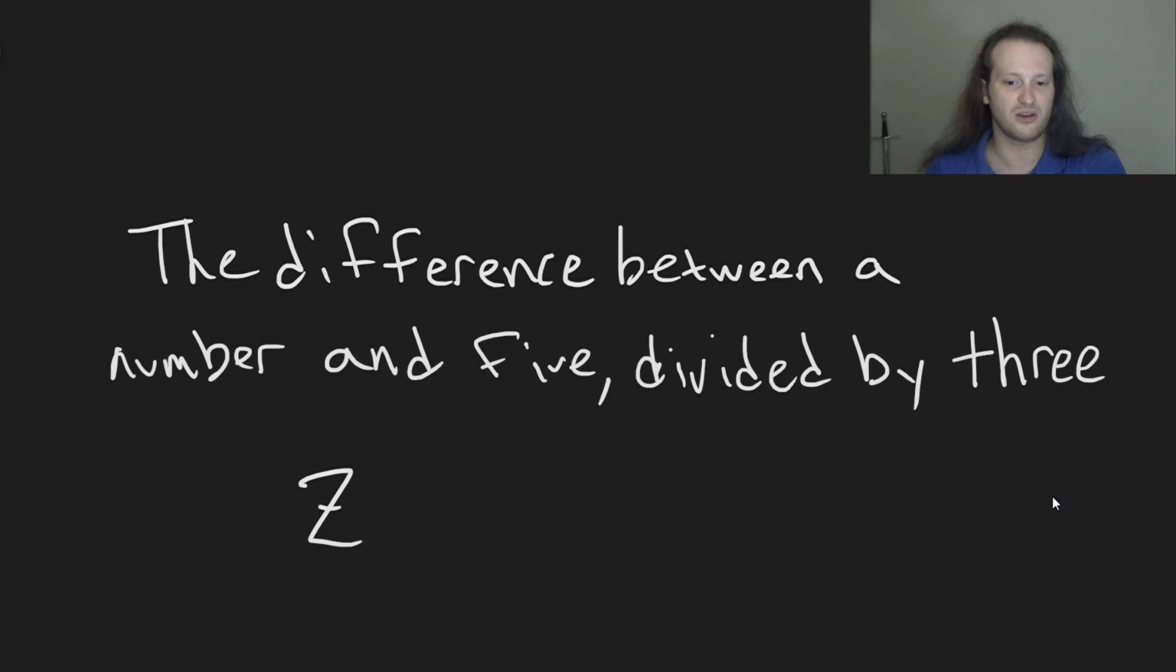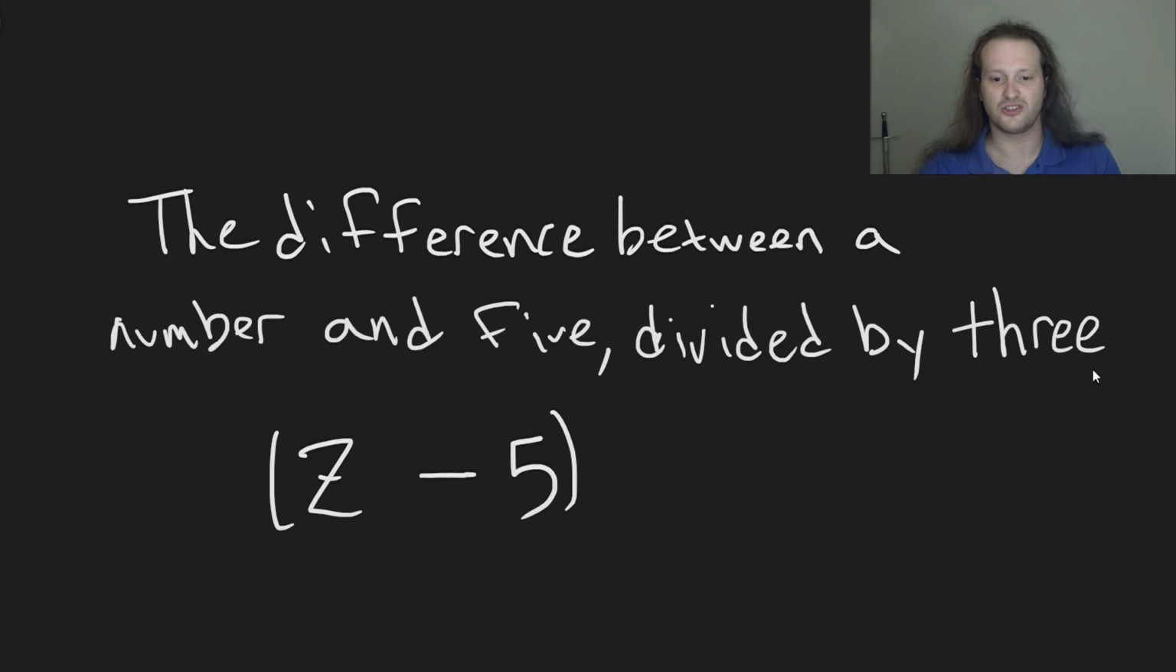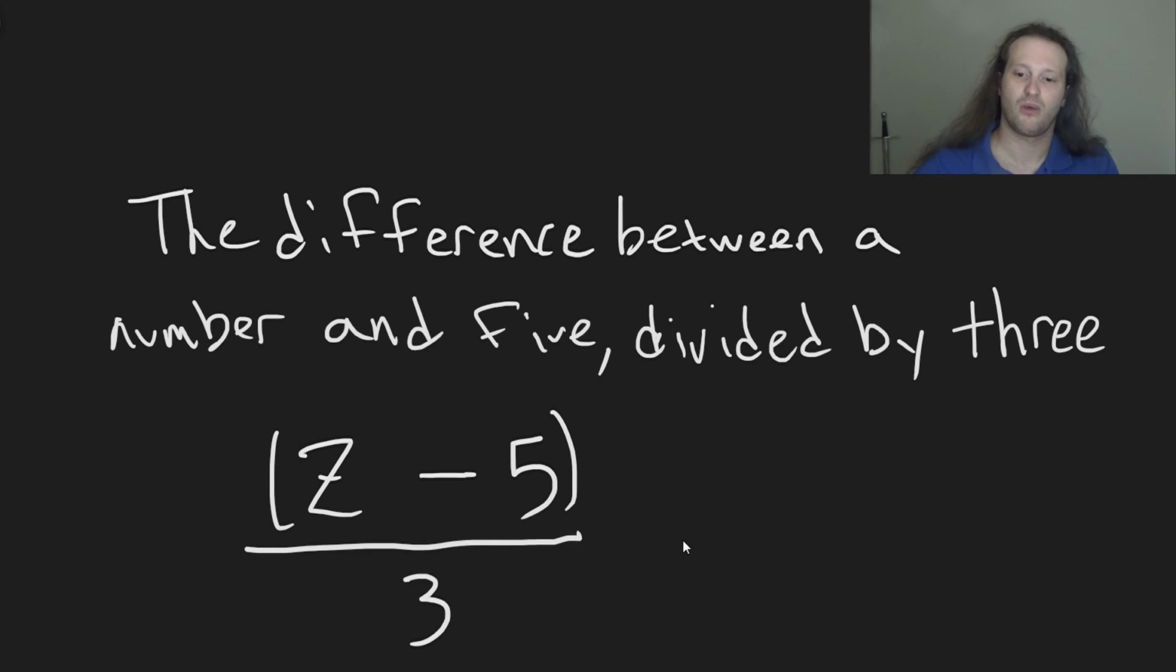The difference between a number and 5. So there's my subtraction, the difference. And then comma, divided by 3. That comma is telling me that there's parentheses around this. So that divided by 3 wants to do the entire difference, like that.